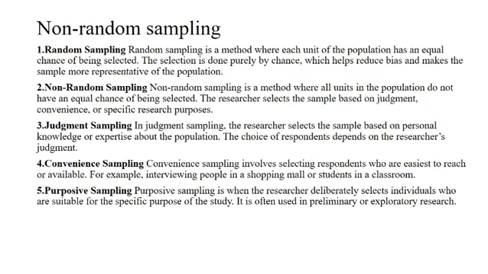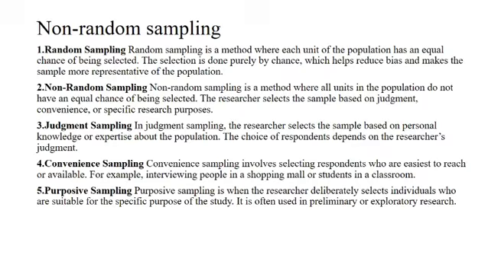There are several types of non-random sampling. First is judgment sampling, where the researcher selects participants based on their own knowledge or expertise. Second is convenience sampling, where we choose people who are easiest to reach, like students in a classroom or people in a shopping mall. Third is purposive sampling, where participants are selected because they fit a specific purpose of the study.